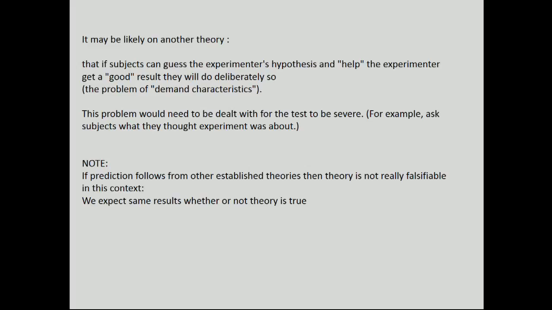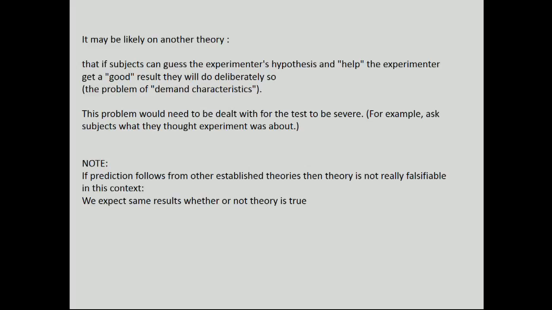Now, the issue here is slightly different from the auxiliaries I talked about, because there the falsification would still transmit back to the theory. The issue here is, even if the theory were false, you would be unlikely to falsify it. Because even if the theory were false, subjects are going to give you what you want, and you're going to get supporting results. We expect the same results whether or not the theory is true. And that's why it's not a good test, or a severe test, of your theory.